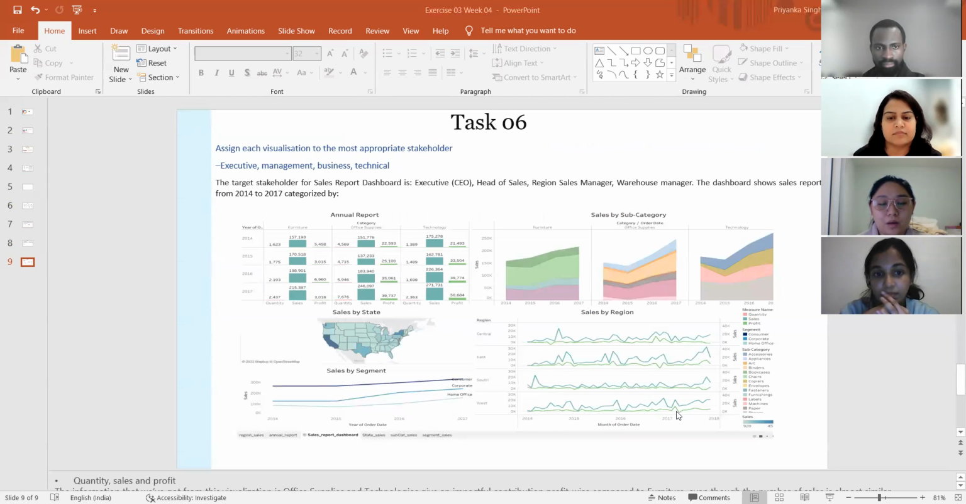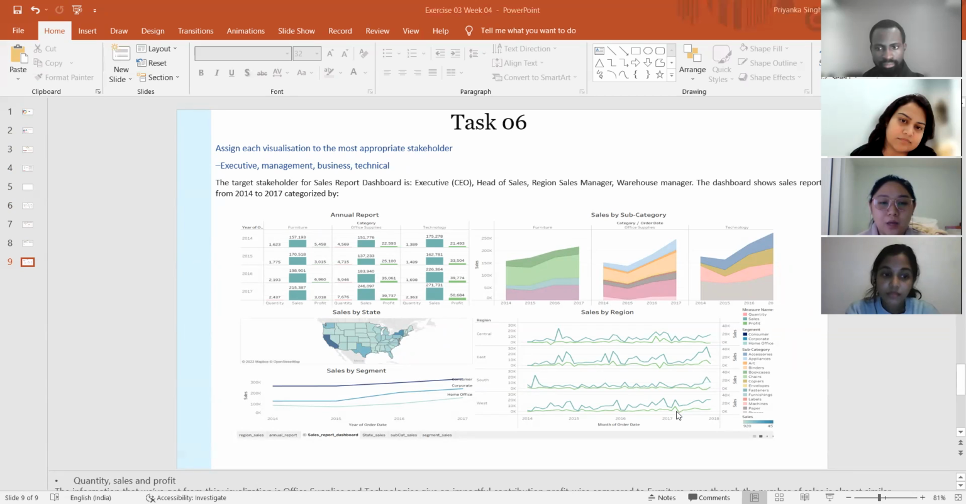For this one, we are still using the same dashboard, the one from Task 4. We assign this dashboard to executive management, business, or technical users. We use this one for the CEO, head of sales, regional sales manager, and warehouse manager. The dashboard shows the sales report from 2014 to 2017, categorized by quantity, sales, and profit, subcategory, state, segment, and region.